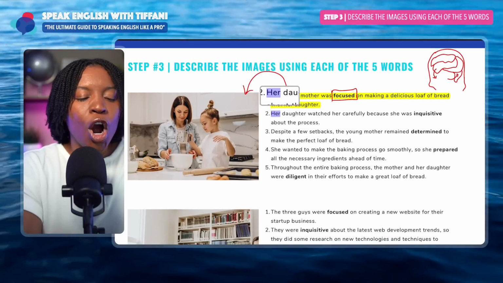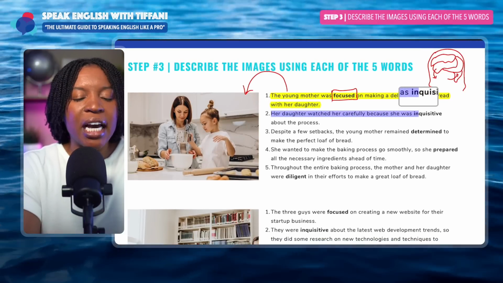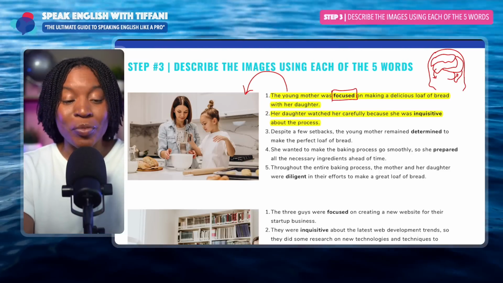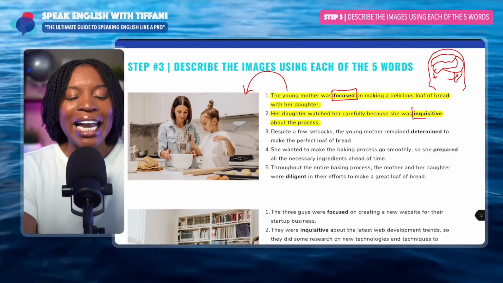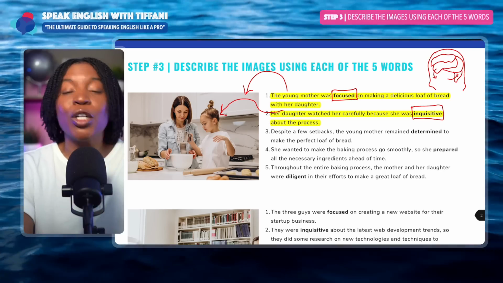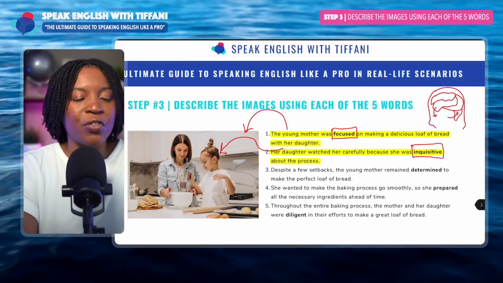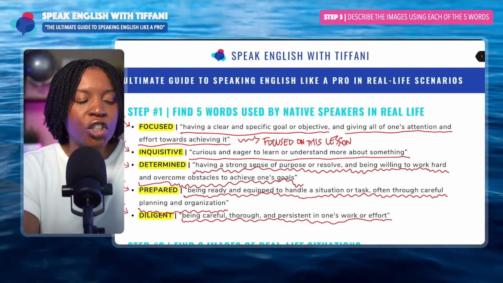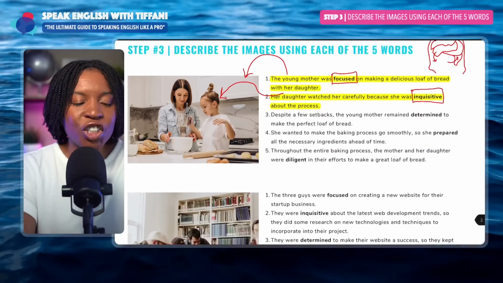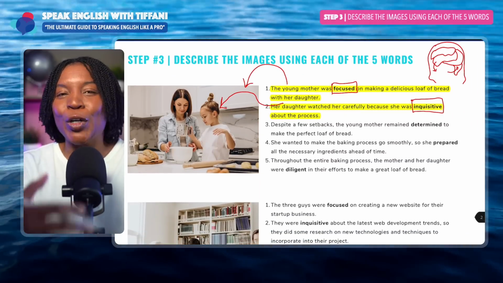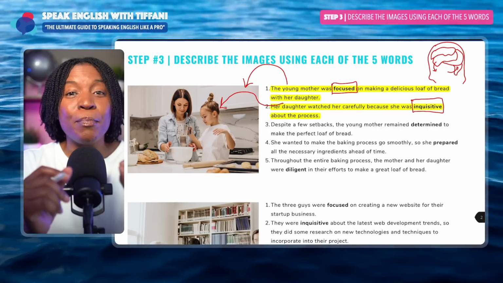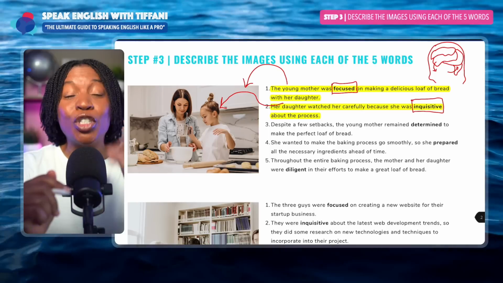Here we go. Her daughter watched her carefully because she was inquisitive about the process. You see how we use the word inquisitive to describe the little girl in the picture. Inquisitive. Remember, the word inquisitive just means curious and eager to learn. And we can tell in the picture, the girl is curious and eager to learn. You see what's happening, right? This is why this is the ultimate guide. Simple. It doesn't matter where you live, you can do this.